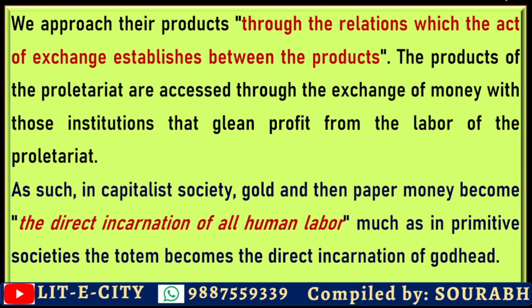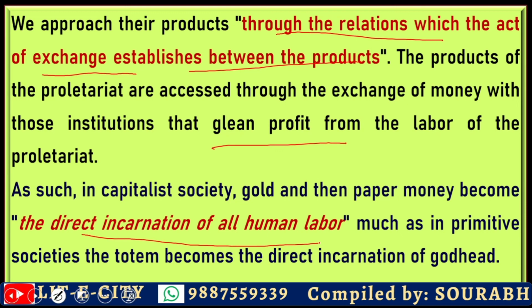Now we approach their product through the relation which the act of exchange, money and product, establishes between the products. The products of the proletariat are accessed through the exchange of money, gold, paper currency, and through those institutions that glean profit from the labor of the proletariat, and the proletariat herself is absent from this profit-making commodity. In capitalist society, gold and then paper money become the direct incarnation of all human labor. It achieves a fetish status by just being wood, or we can say paper, but having a magical quality, much as in primitive society the totem, the fetish, the voodoo doll, the stone becomes the direct incarnation of Godhead.